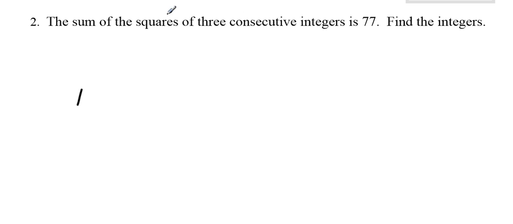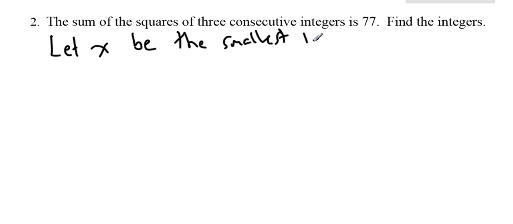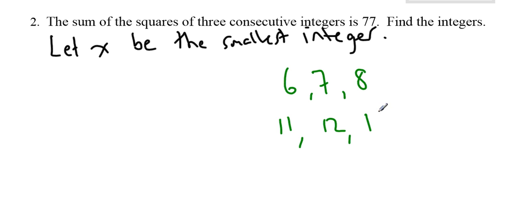So what we're going to do is what we always do in consecutive integer questions. We're going to define x to be the first, or if you want, the smallest. So for example, 6, 7, 8, and 11, 12, 13. So now we're going to start with x. How do I get the next integer? Well, when I started at 6, I added 1. When I started at 11, I added 1. So the next integer will be x plus 1.